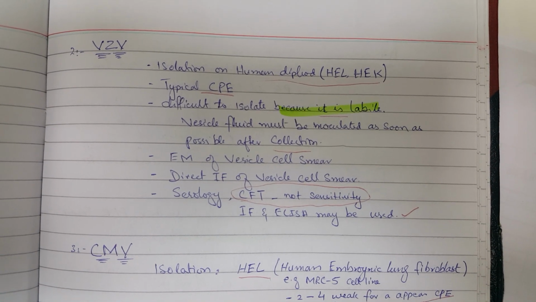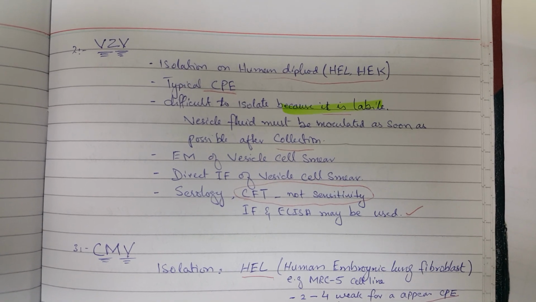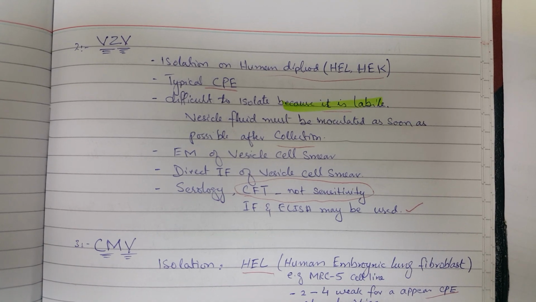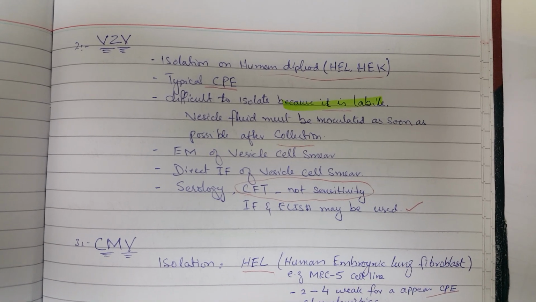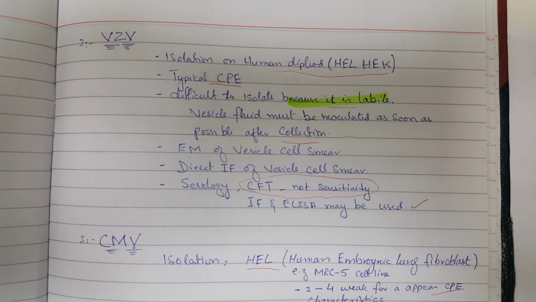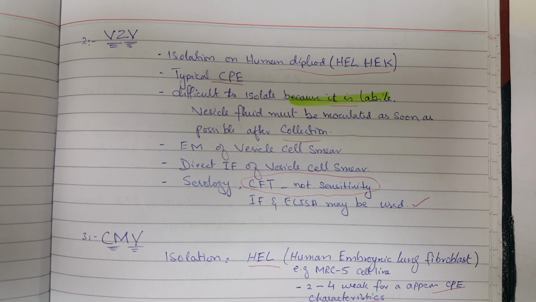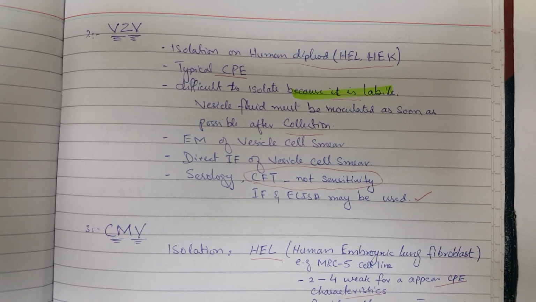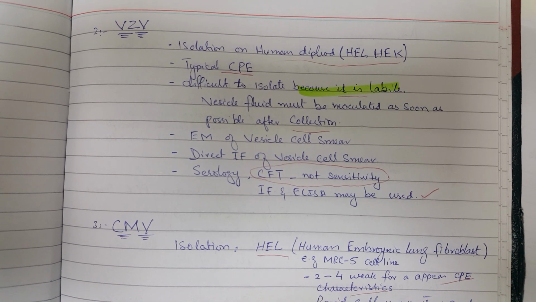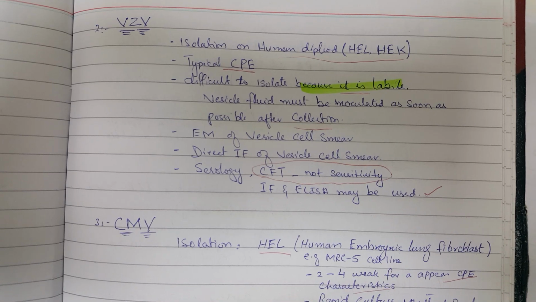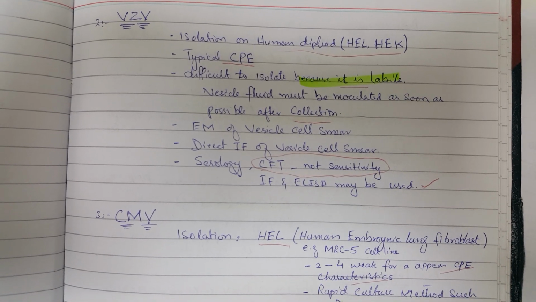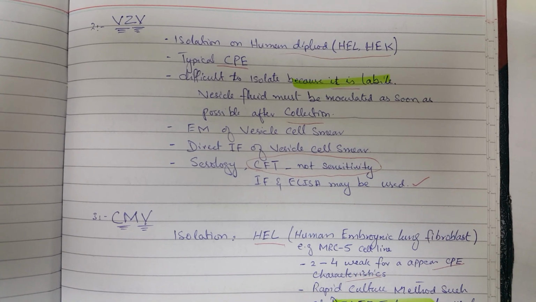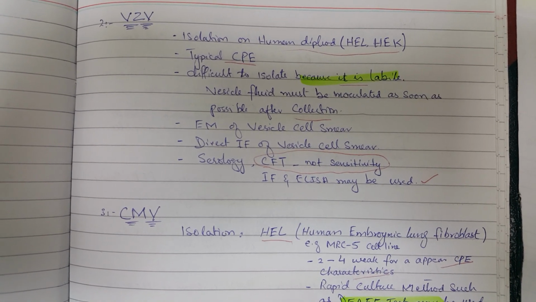Varicella zoster virus is only isolated in human diploid cells like HeLa and HEC. Typical cytopathic effects are produced by these viruses, and they are difficult to isolate because the virus is labile, and vesicle fluid must be inoculated as soon as possible after collection. Electron microscopy and direct immunofluorescence of the vesicle cell smear can be used. In serology, the complement fixation test is not sensitive. For Varicella zoster viruses, ELISA and immunofluorescence may be used.